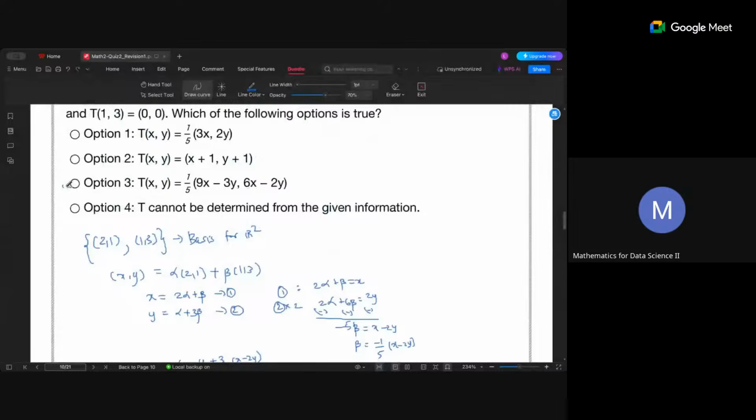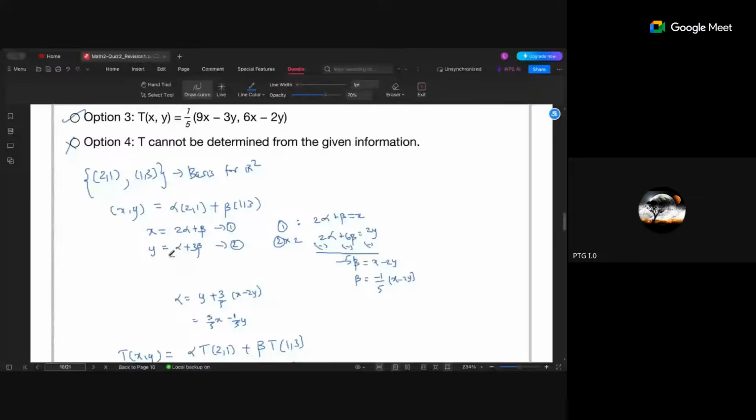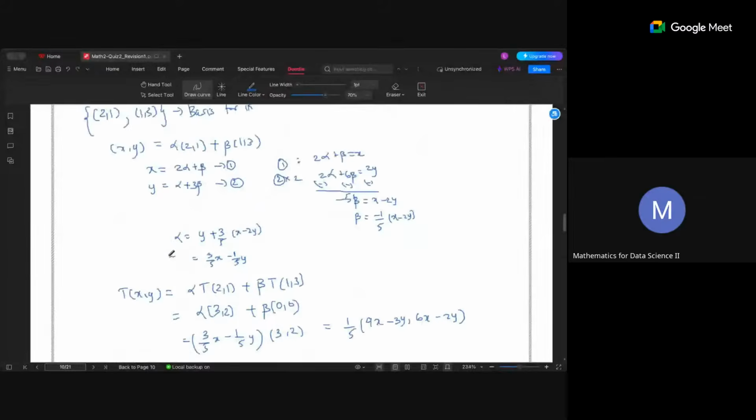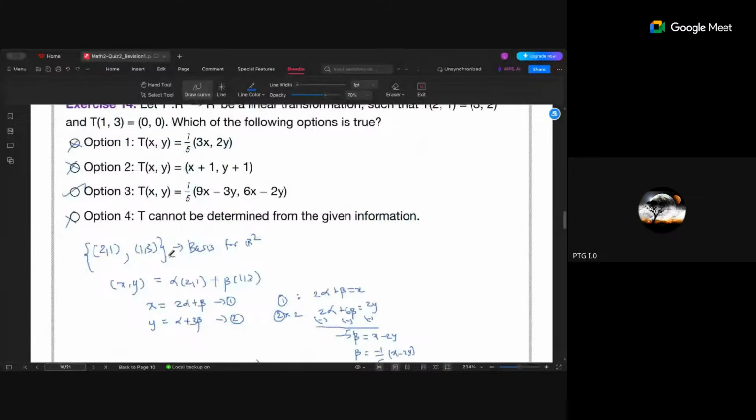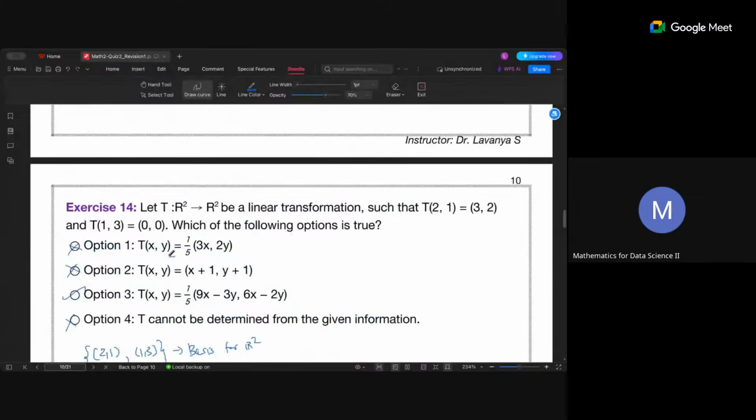Okay. Ma'am, I have a doubt. Suppose (2, 1) and (1, 3) aren't linearly independent, then how do we proceed? If it is not linearly independent, usually you will not be able to determine the transformation. In the exam, it would be given as a linearly independent basis, right? Remember, option 4 is there. If they are not linearly independent, then you have this option: T cannot be determined from the given information.